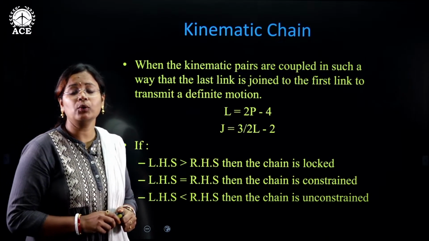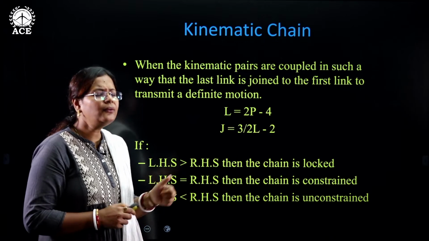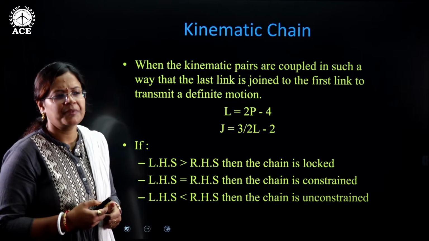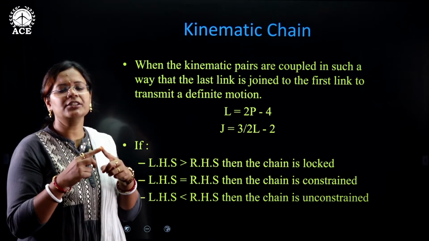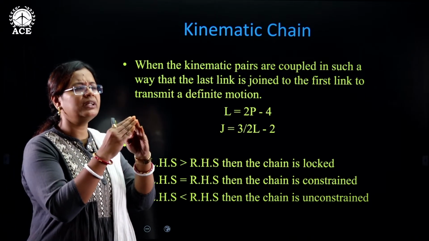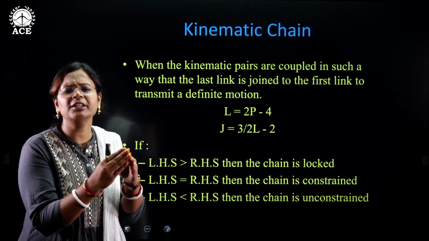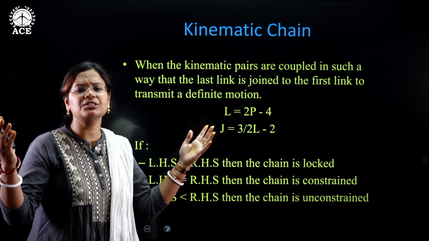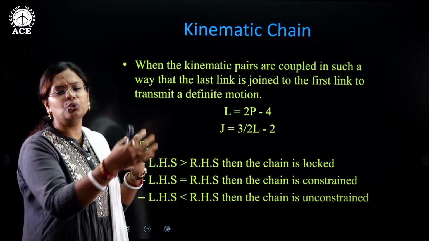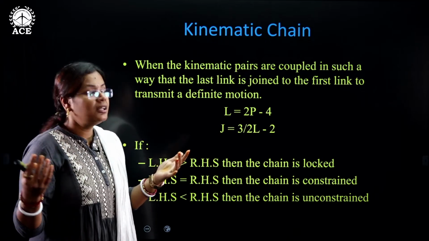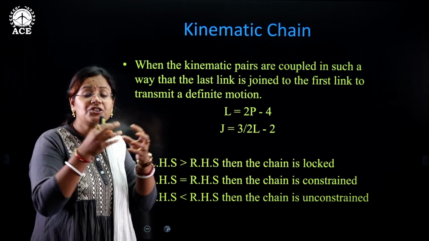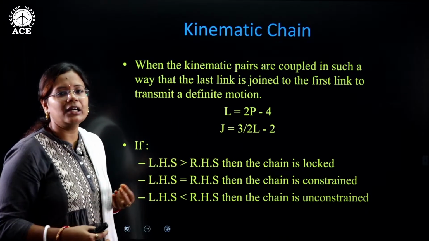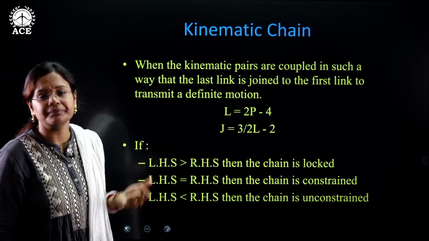Let us now talk about kinematic chain. How did this kinematic chain come into picture? Till now we have been talking about pairs. Pair means only two links. What will happen if more number of links are attached? Let us say 2, 3, 4. They will form a series or a loop or a chain. So here came the idea of kinematic chain.